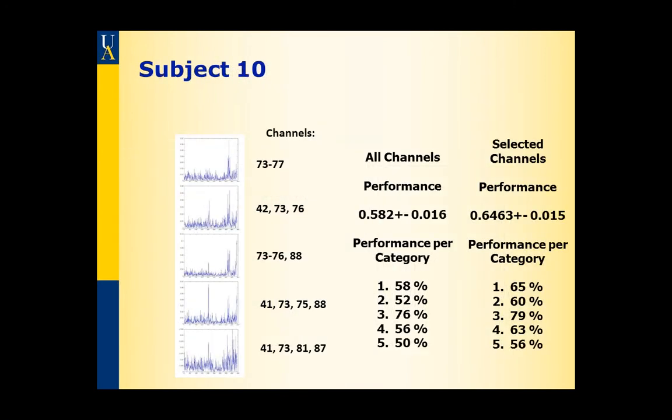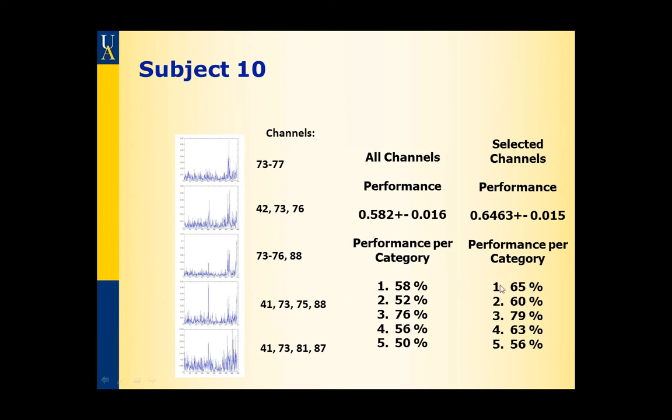So here on the left are different categories. We identified that for the first category, only these 2 electrodes were relevant. For the second category, these 3 electrodes were relevant, and so on.